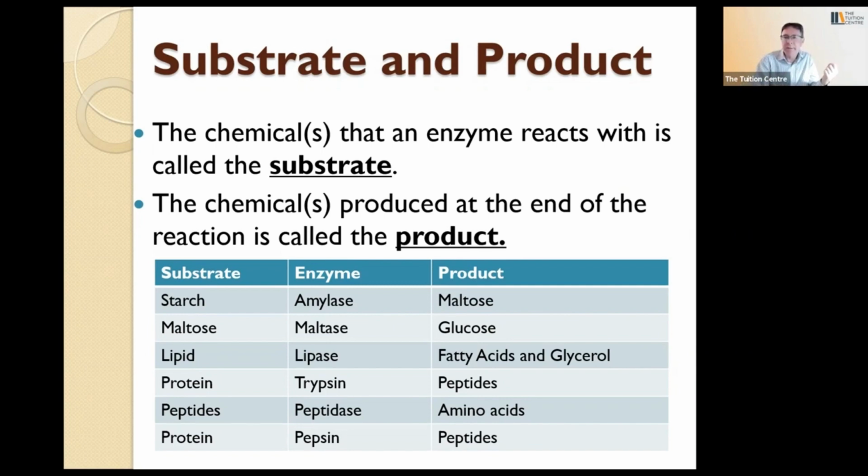Amylase is weird, right? It's not starchase. But if you look at the other ones, maltose is broken down by maltase, lipids are broken down by lipase, proteases break down protein, peptidases break down peptides, and so on, right? That's the usual kind of way of naming them. But there are some odd ones. Old names we're stuck with, like trypsin and amylase.